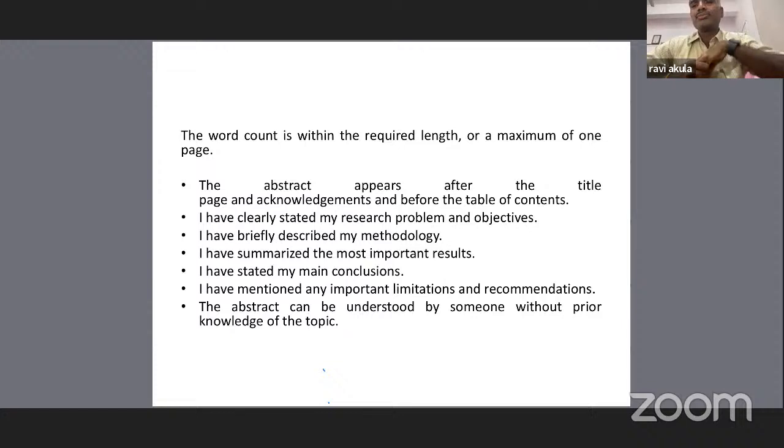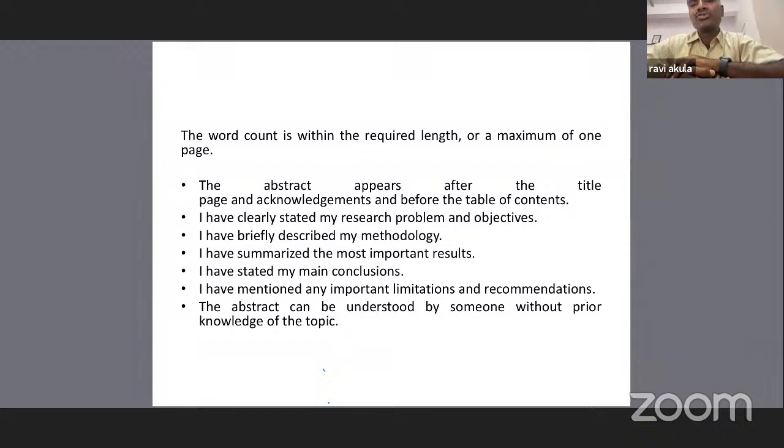The abstract should be after the title page and acknowledgements, before the table of contents. And one has to make sure that the research problem and objectives are stated clearly. The methodology is clearly stated. The important results are summarized. The conclusions are stated, and the important limitations and recommendations are also included in the abstract.